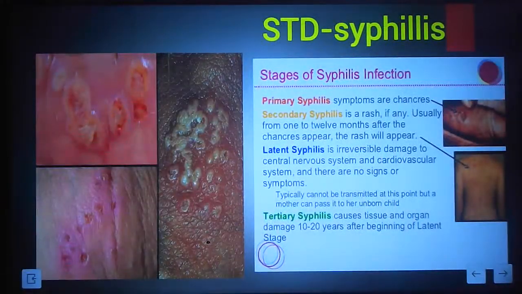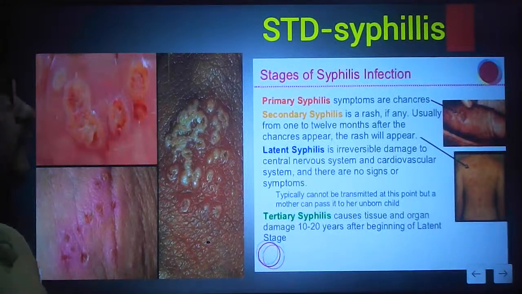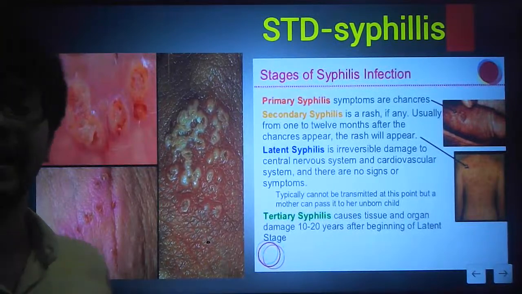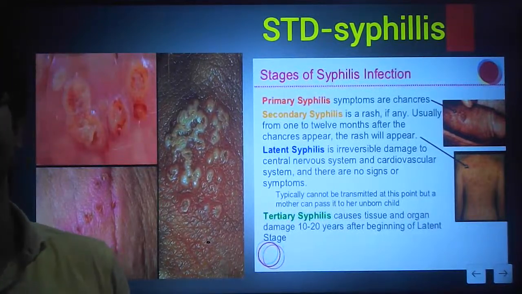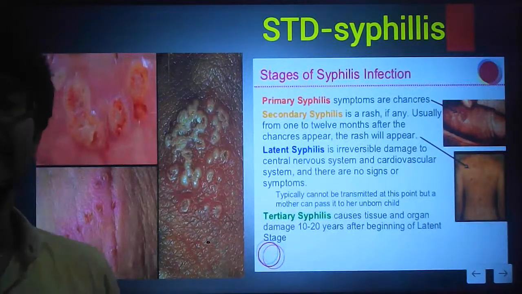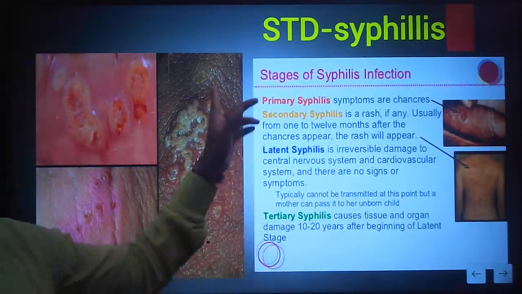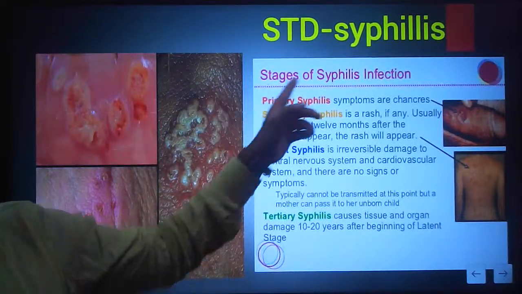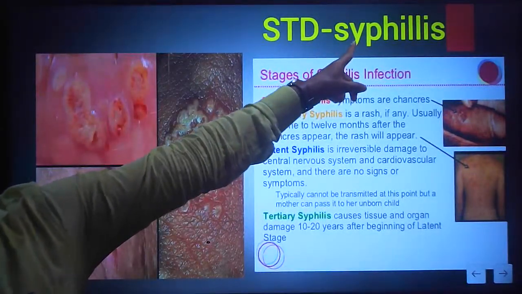Next, we move on to the STD syphilis. What is the causative agent of syphilis? Can someone tell me? It is again a bacterial disease, which comes under the class of spirochetes. We have already studied it, right? Like Neisseria for gonorrhea, what is the causative agent of syphilis?